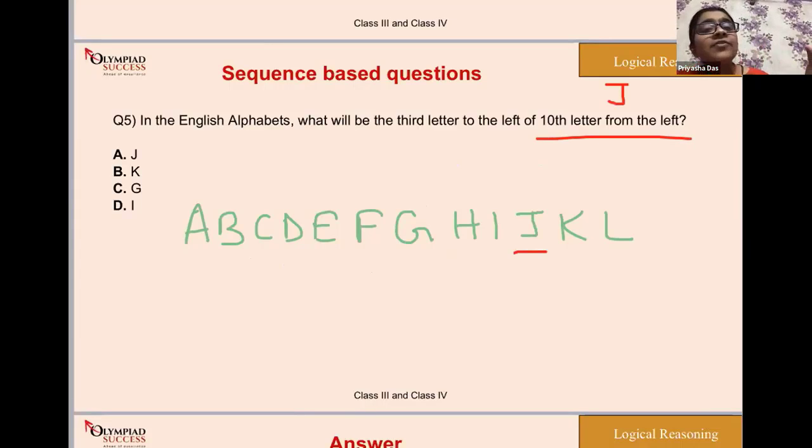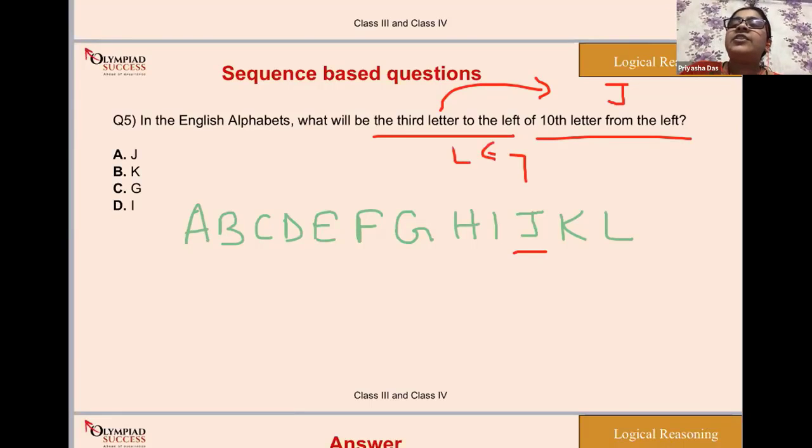Now what is the next part of the question, guys? The next part is what is the third letter to this letter? So third letter to the left of J. This is the left of J and this is the right of J. So if this is the first, this is the second, this is the third. Which one is the third letter from J? G. Very good. Fantastic. Very nice, everyone.